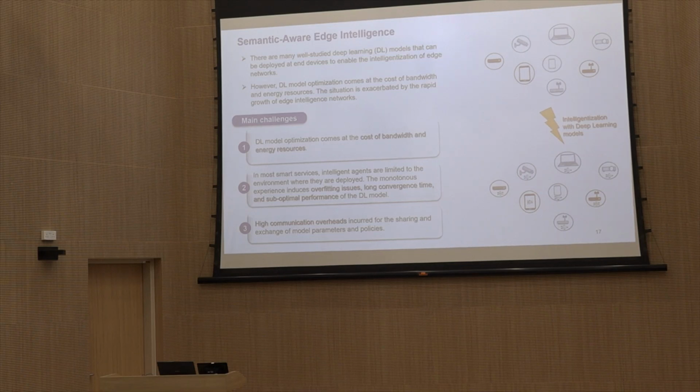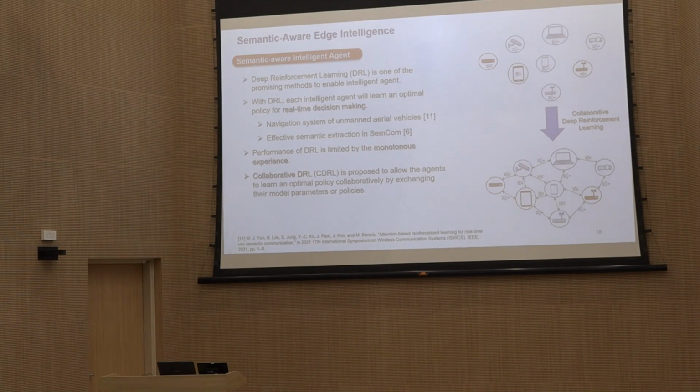In smart services, intelligent agents are limited to the environment where they are deployed. The monotonous experience results in overfitting issue, long convergence time, and suboptimal performance of the deep learning model. High communication overhead incurred for the sharing and exchange of model parameter and policy. Therefore, we need to look for alternative technology from the deep learning.